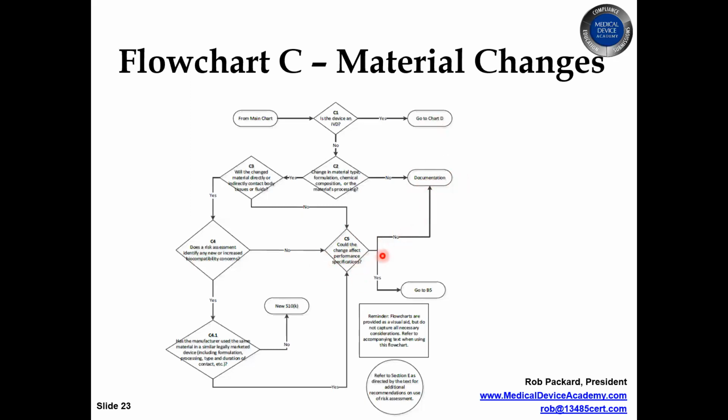But as soon as I start saying it could affect the performance, I'm going to have to do additional testing and go through an additional flowchart. And I might ultimately get to documentation instead of a new 510K. But as you can see, you get a bunch of questions for this type of change. In theory, you're probably going to have this question, this question, this question, and another whole flowchart of questions before you get to documentation. So that's an example of a material change.